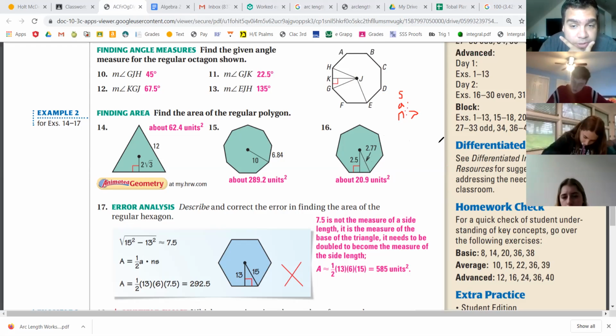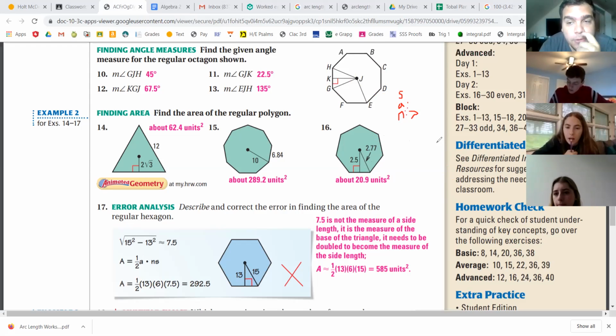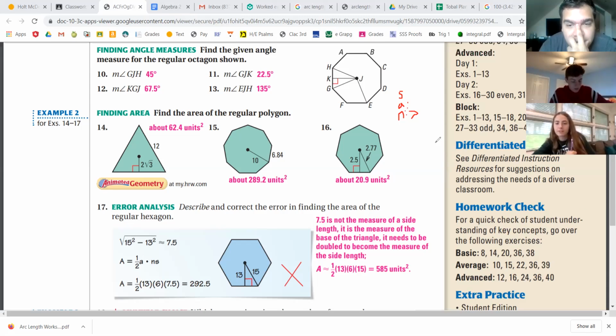The apothem. Which of these two are the apothem, Layla? 2.5 or 2.77? 2.5, good. So 2.5 is the apothem here. Oh, we don't have the side. Yeah, we don't have the side, so now we got to find it.